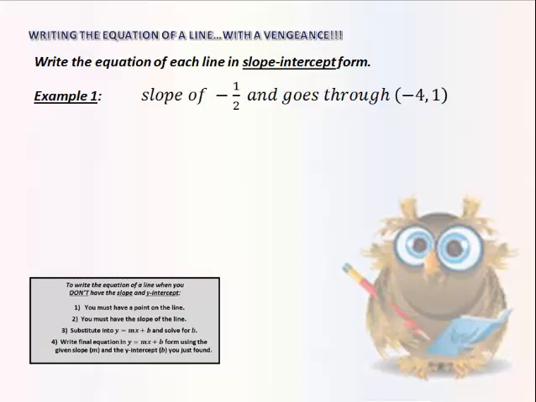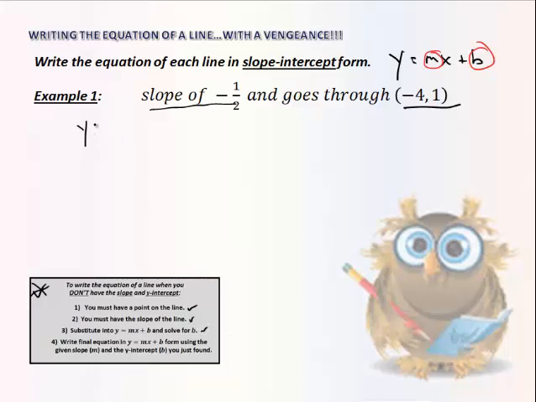Alright, example 1. We want to write the equation of each line in slope-intercept form. So remember, the first thing you're going to do when you see that is write y equals mx plus b. And note that you have to have the m and the b in the final equation. Okay? So let's go through our little chart down here and see what we have. First thing, you have to have a point on the line. I do have a point on the line. The second thing, you have to have the slope. I do have the slope. Alright, so now we're going to substitute what we have into y equals mx plus b and solve for b.